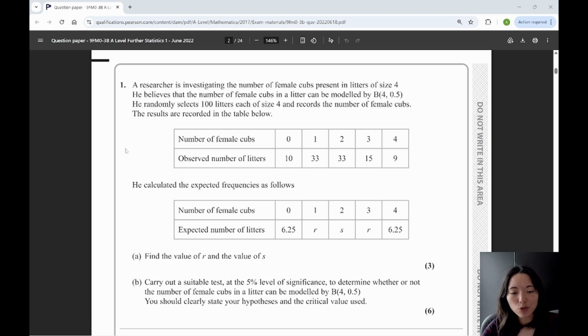He randomly selects 100 litters, each of size 4, and records the number of female cubs. The results are recorded in the table below. So that's the first table that we see in the question. And he calculated the expected frequencies as follows. So we've got some missing values, R and S, and we're asked in part A to find out the values of R and S. Let's look at part A first together.